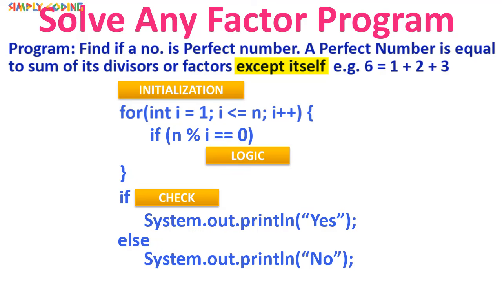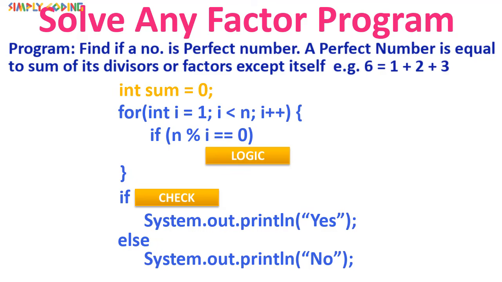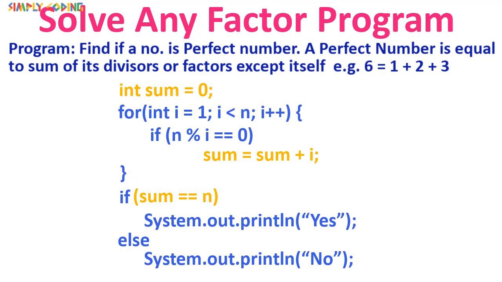So we will make a slight change in the template so the number itself is not included in the calculation. We will run the loop till less than n only. Now in the initialization, since here we are asked to find the sum, we will initialize the sum to 0. In the logic section, if the number is a factor, we will just add it to the sum. In the check section, we will just compare the sum with the number. If it is equal, it is a perfect number, otherwise it is not.